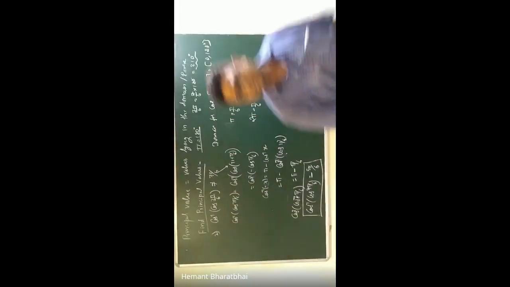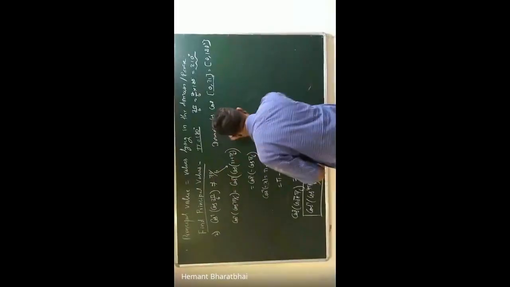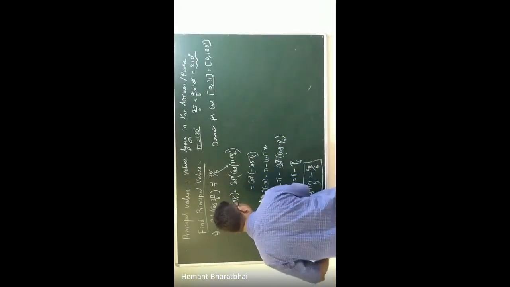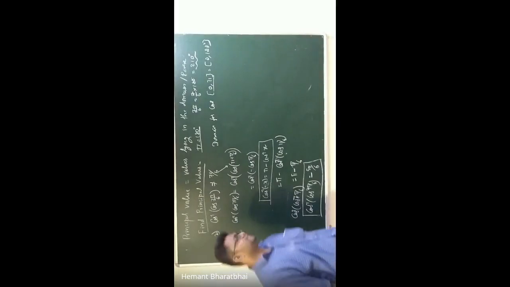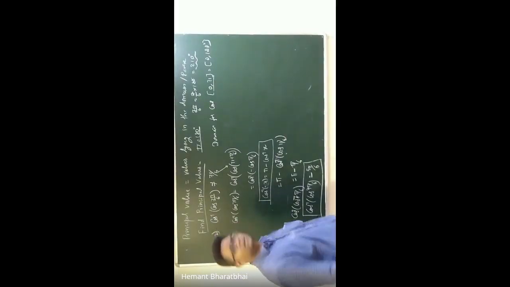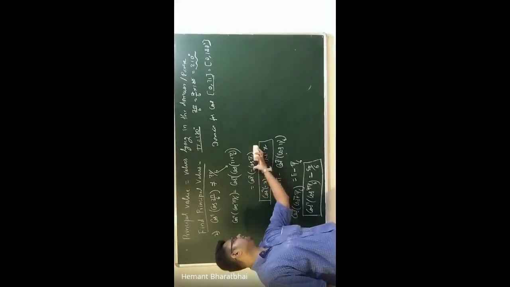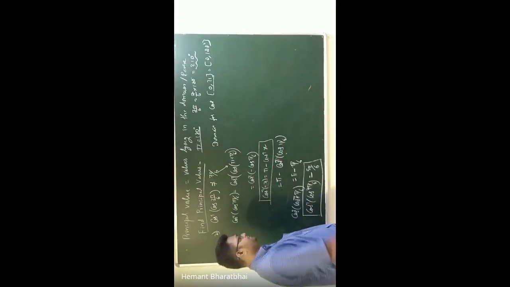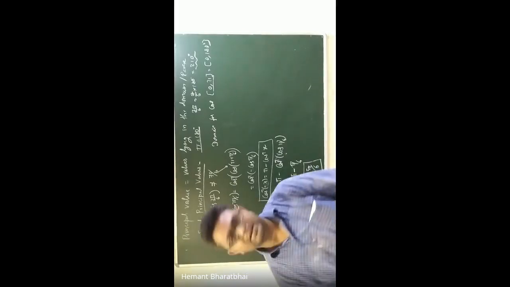Is it clear to everyone? Any doubt in this? If you have not understood any step, then please ask me. I have applied this property: cos inverse of minus x can be written as pi minus cos inverse of x. So this is how I got it. Is it clear for everyone?